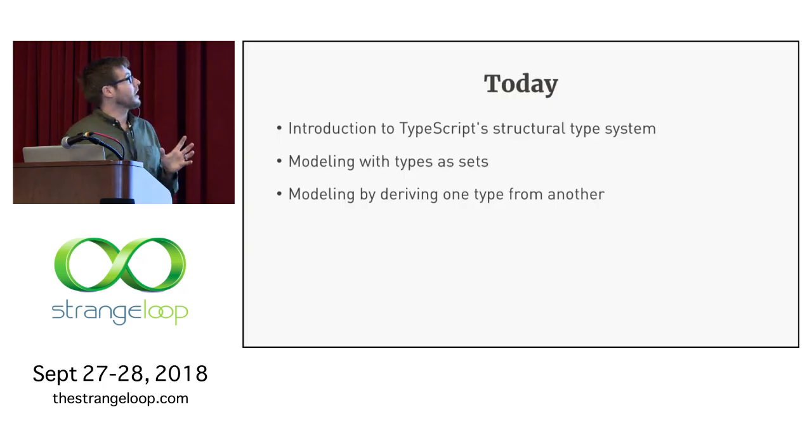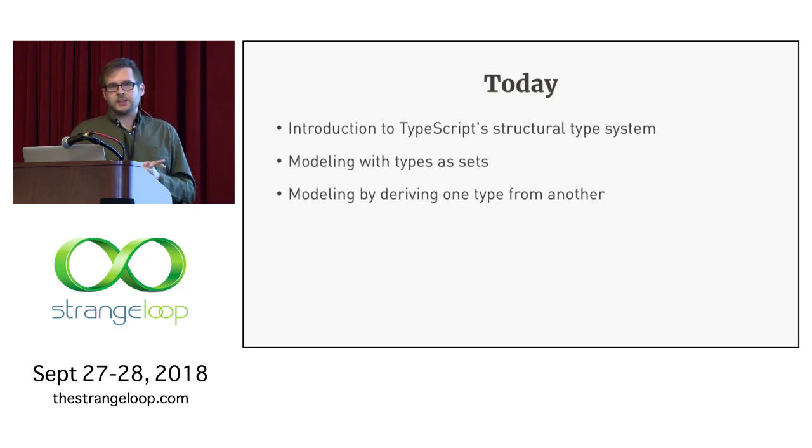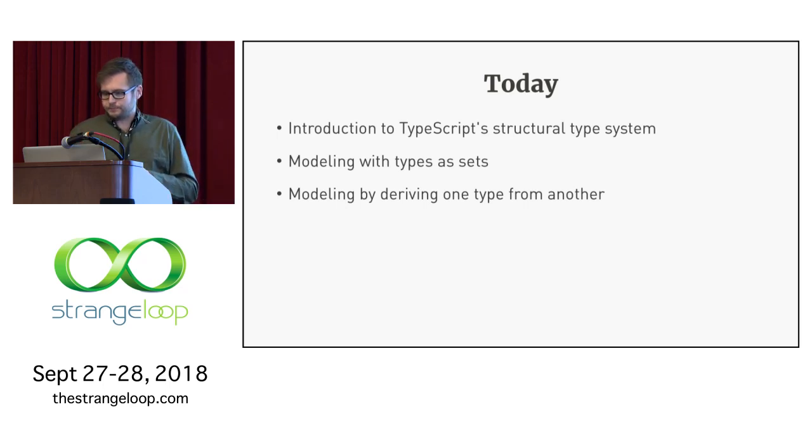So today I want to focus on three main aspects of TypeScript's type system that let us do this sort of thing. One is a little bit of an overview of how it's a structural type system and not a nominal type system and what that means. The second is we'll take a look at how it thinks about types as sets and how that can help us model problems, model constraints into the type system. And we'll also take a look at how it gives us a language for deriving one type from another.